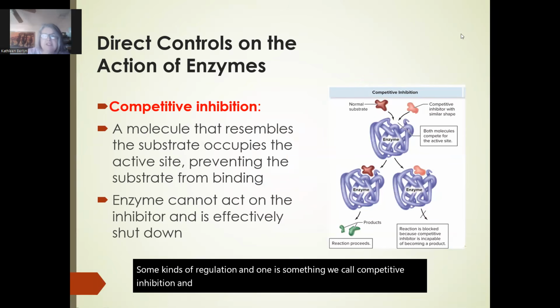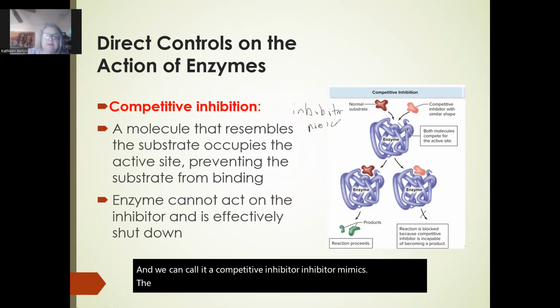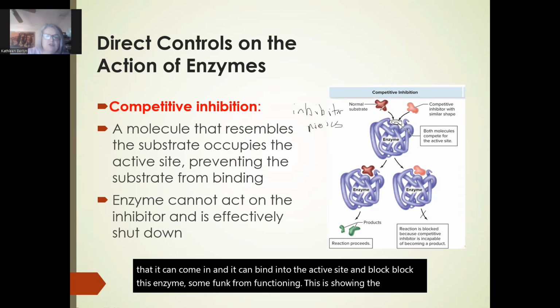In competitive inhibition, the inhibitor, which we can call a competitive inhibitor, mimics the substrate. And that's really what this is saying. It mimics the substrate so much that it can come in and bind into the active site and block this enzyme from functioning. This is showing the normal way: the substrate comes in, it binds, and it produces the product. When you have a competitive inhibitor, it can come in, bind, and block action.